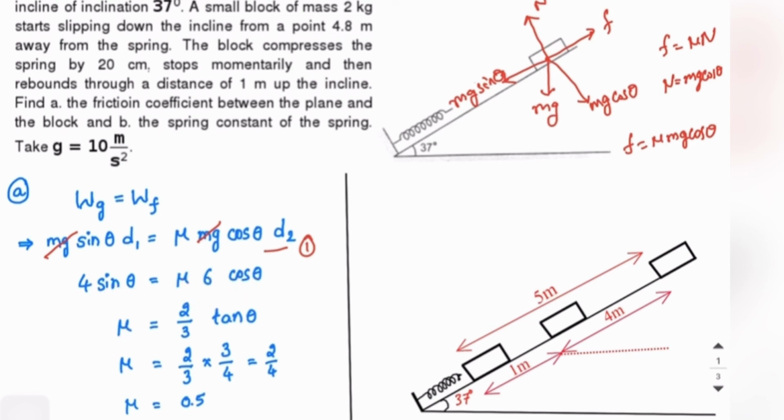Mu is equal to 2 by 3 tan theta. Here they have given that theta is 37 degrees. Tan 37 is 3 by 4. So mu is equal to 2 by 3 into 3 by 4. After the calculation, the mu value is 0.5. So this is the answer to the first part of the question.